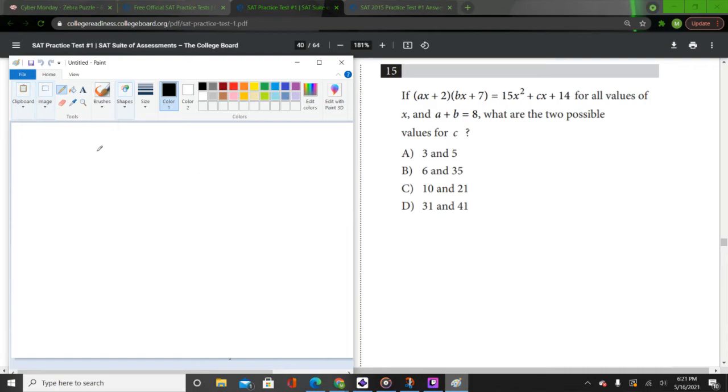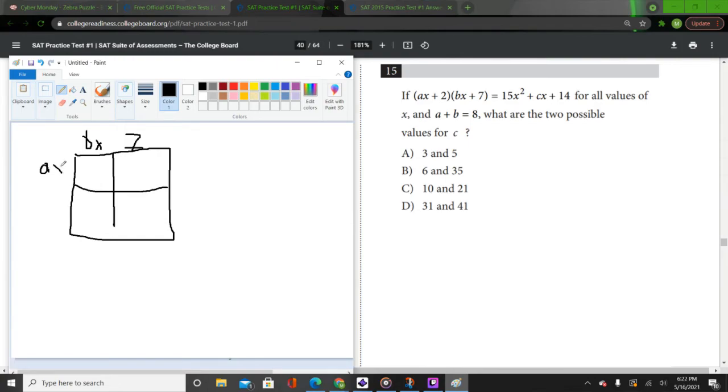So let's make our, I guess, what do we call it? A Punnett square? We have bx and 7. And let's make the square already. Yep, looking like a square, I suppose. With ax and 2.